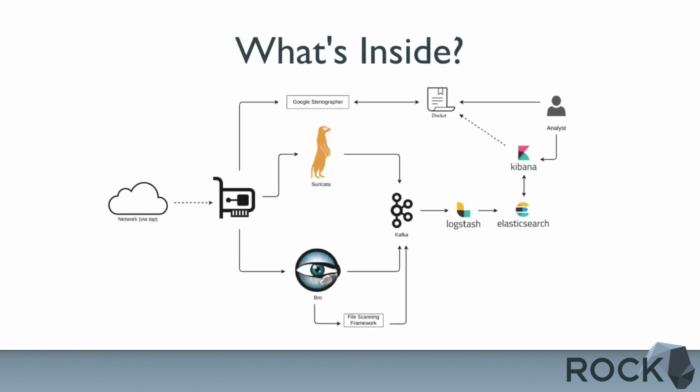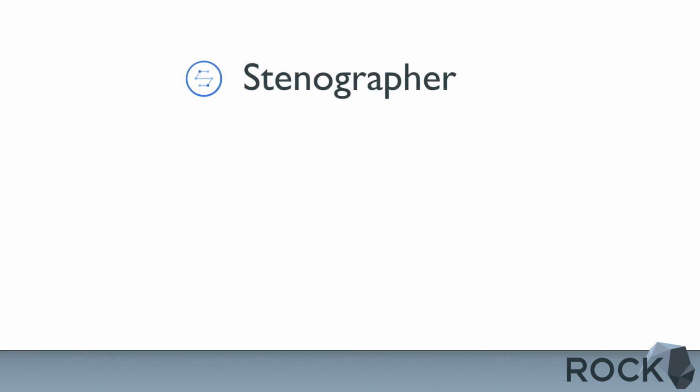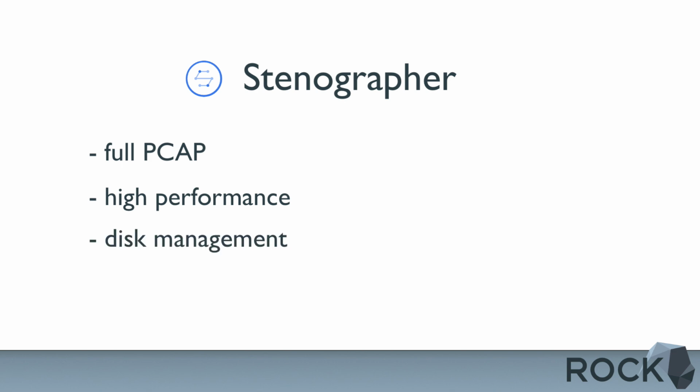So what's inside? We'll be diving deeper into each of these major components in upcoming videos, but let's have a quick look at what makes up Rock, starting with the three main sources of data: Suricata, Google Stenographer, and Bro. Stenographer gives us full packet capture, high-performance network-to-disk logging, and Stenographer manages disk space as it goes.